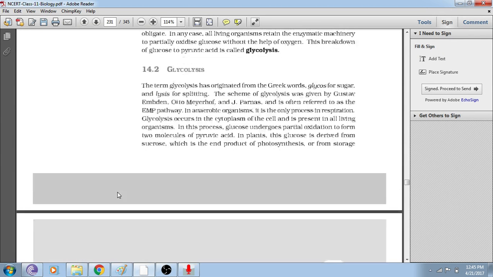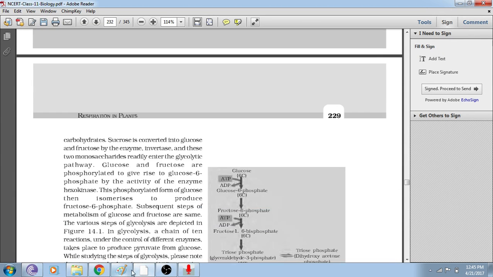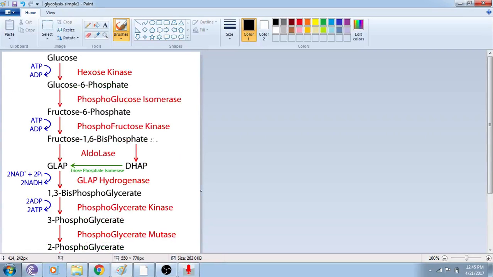Now we will look through some steps in glycolysis. Number one, we have glucose. We have to break down the glucose into smaller fragments so that we can obtain energy from it. We all know that glucose is a 6 carbon compound and it is an aldehyde compound. So let's draw a 6 carbon compound with an aldehyde at the end. I'm not going into details of the chemistry here, but we all know that glucose is an aldehyde.